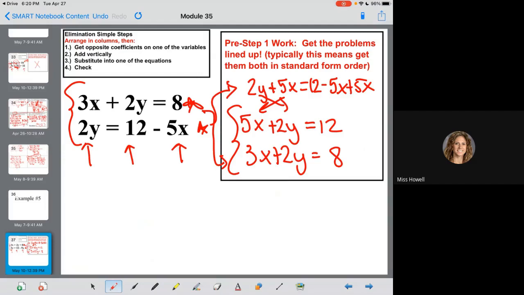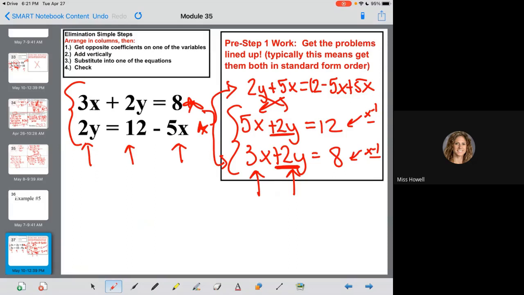All right, now we can look at our coefficients and see where would be the easiest place to get opposite coefficients. Think in your head right now, what would you do to get either opposite coefficients on x or opposite coefficients on y? There's definitely an easier one to do. In this case, it would be easier to deal with our y's. They already match, but we need one of them to become a negative. So we can either take this top equation and multiply it by negative 1, or we could take this bottom one and multiply it by negative 1. One or the other, not both, right? We just want one of those to become negative.